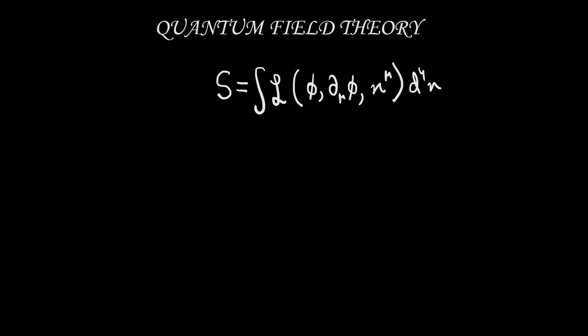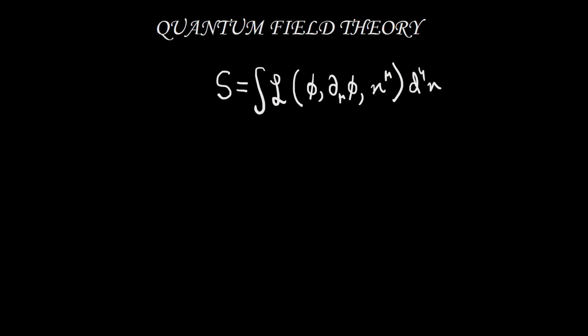So let's begin with action S, which equals the integral of the Lagrangian density, which is a function of the field phi and its space-time derivatives, del mu phi. We're going to assume an explicit dependence on x mu because we assume that our field phi interacts with some external source.